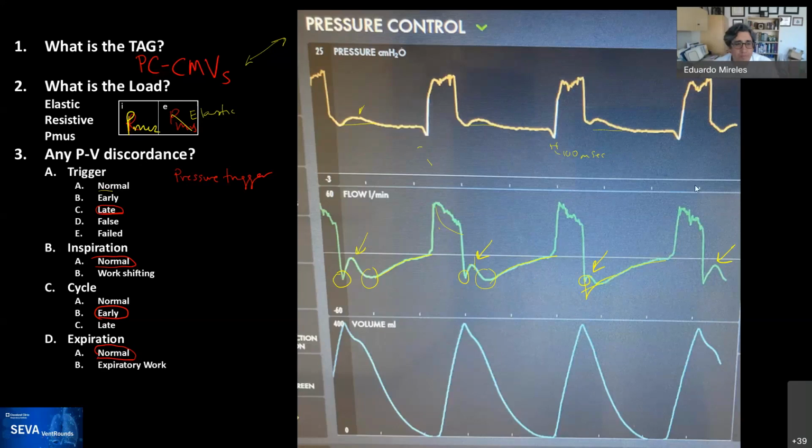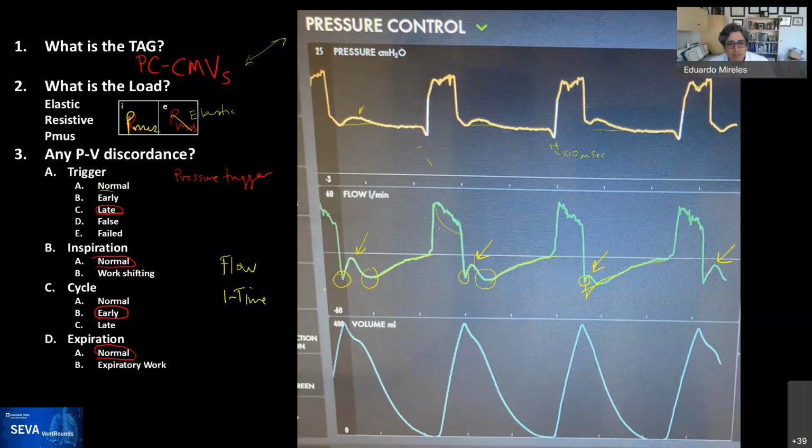All right. So Michael, what would you do for this patient if he was your patient? I guess at the risk of sounding overly simplistic, I'd probably change it to a flow trigger, and I would increase the inspiratory time. Okay, flow and inspiratory time. Good.